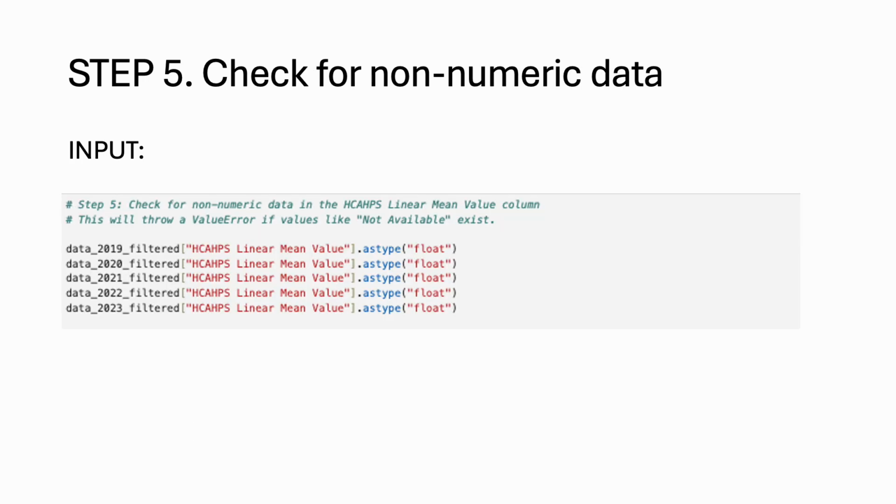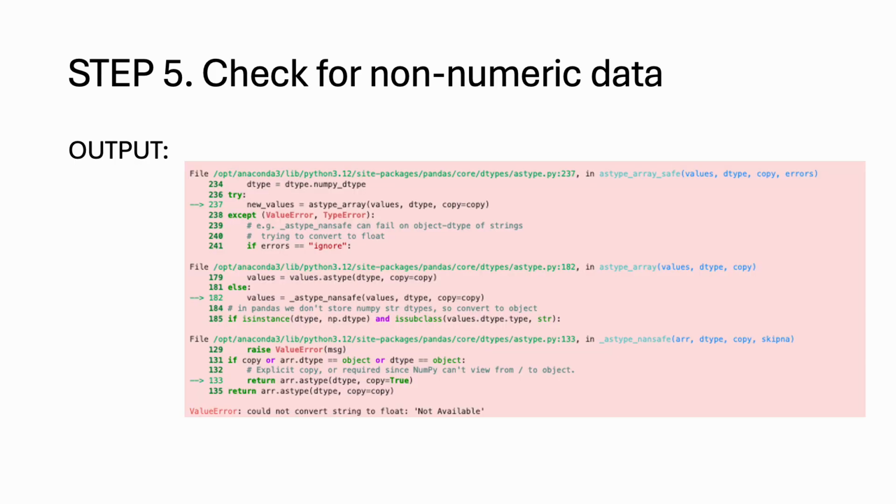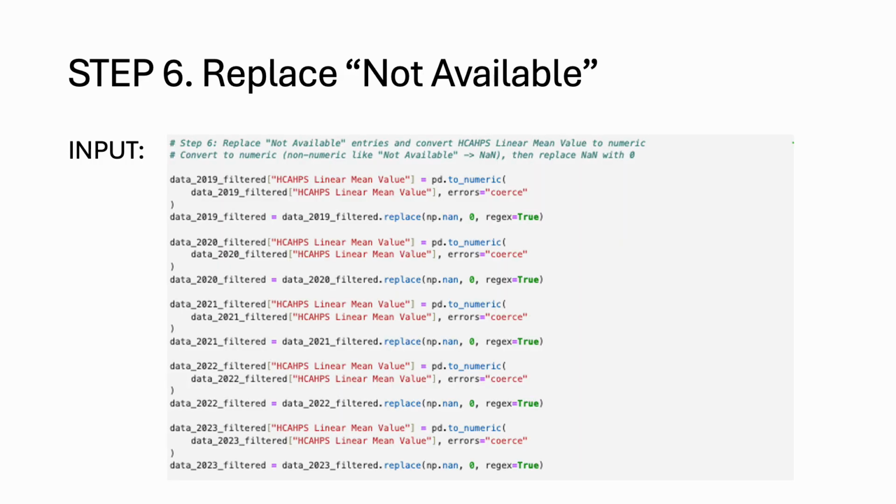So in step 5, we're going to check whether the satisfaction column can be successfully converted to a float. This is where we usually discover values like "Not Available" that break numeric calculations. So this is our input. And this is our output, which shows a value error, confirming there are non-numeric strings in the satisfaction column that must be handled before analysis. So in this step, we replaced "Not Available" values by converting the column. That turns non-numeric entries into NaN, so the column can be treated as numeric.